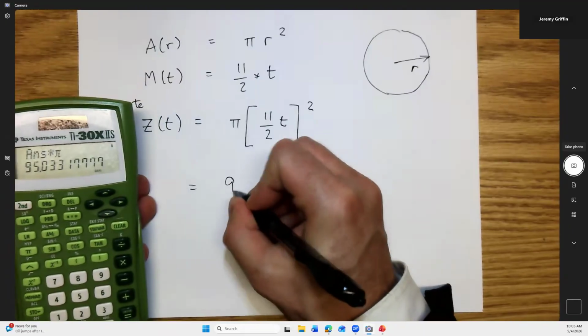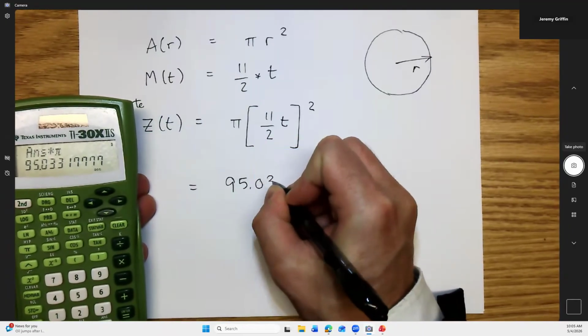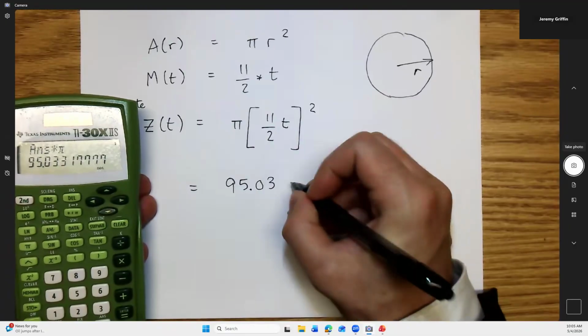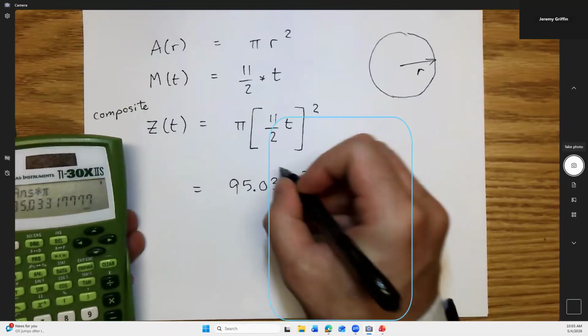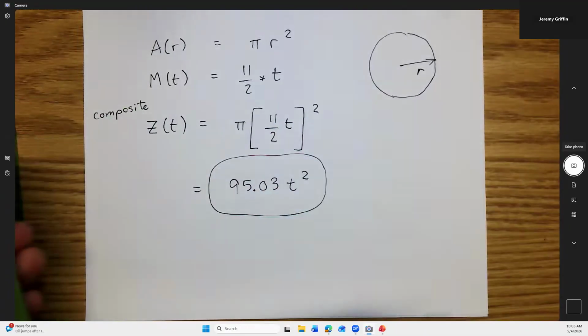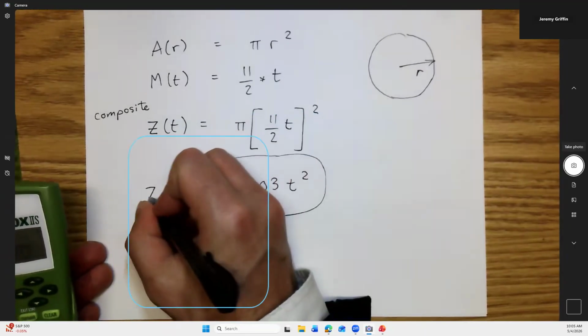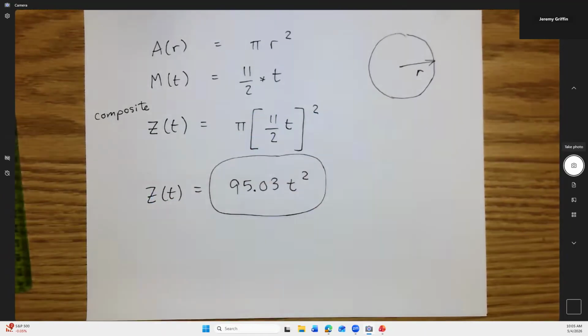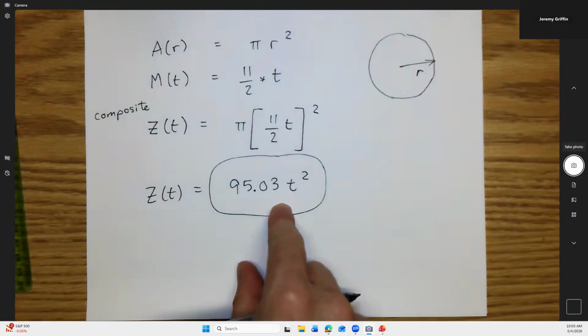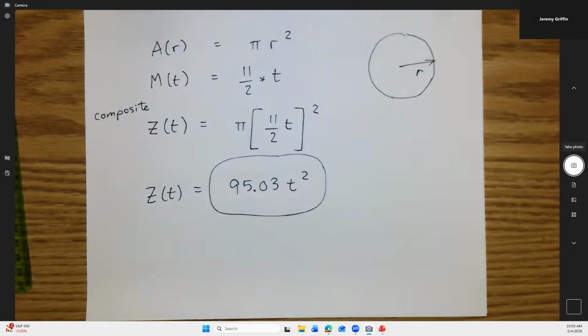I'm looking at 95.03. And then this t is still being squared, so that's still part of it. Okay. So that should have been the answer right there. So that's basically area as a function of time. Now you say, so much time has passed, you can plug that in, and you can immediately know what the area is.